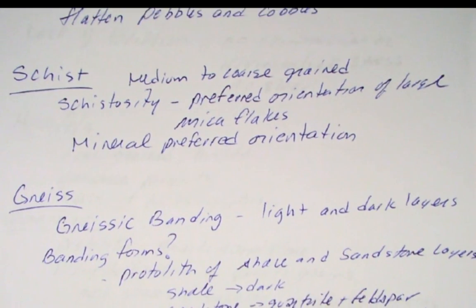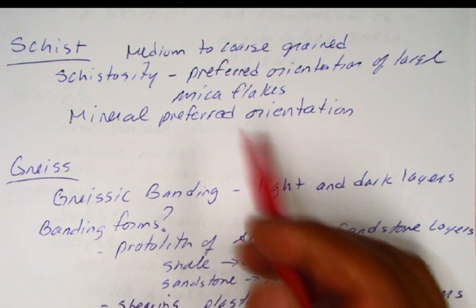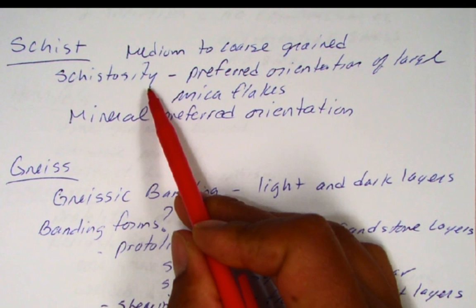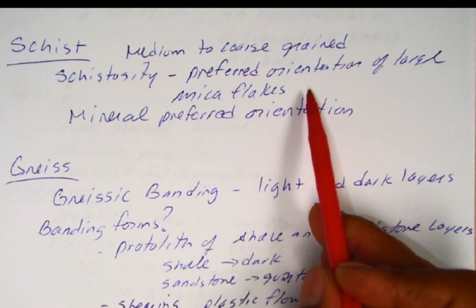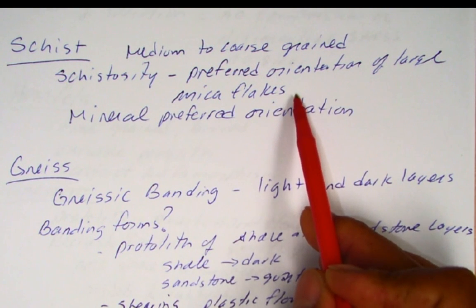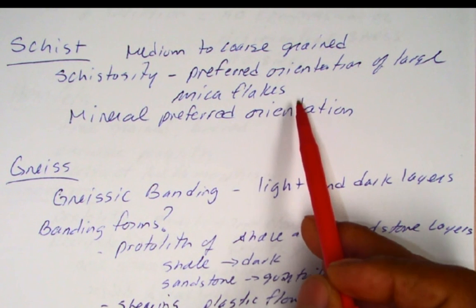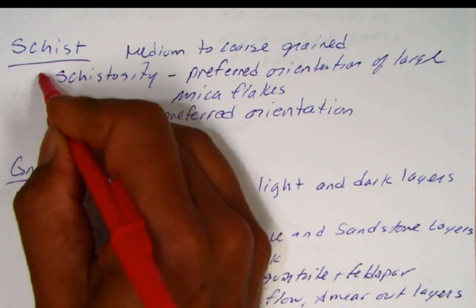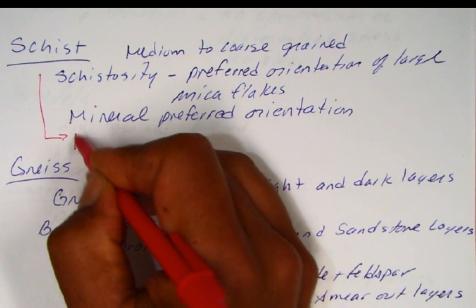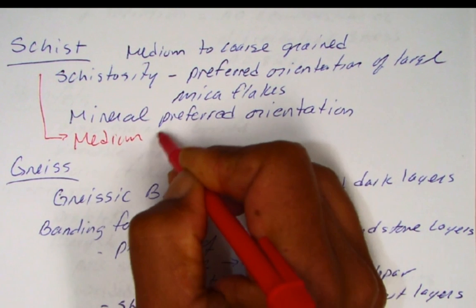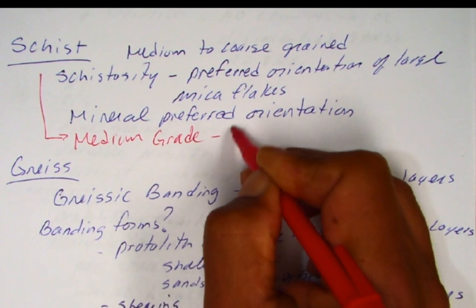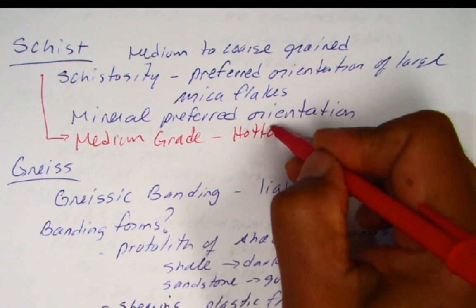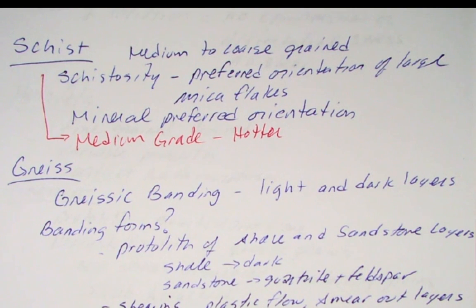Now, schist is a rock now we're going to medium to coarse grain, so we change the grain size and we get this schistosity. And schistosity here refers to a preferred orientation of large mica flakes, right? So we're seeing again that neocrystallization of mica flakes, and the minerals define the preferred orientation. Another thing about schist is we're going to have something here called medium grade. So in other words, we're going to be hotter. So we've taken the rock now to a higher temperature than the phyllite or the slate.